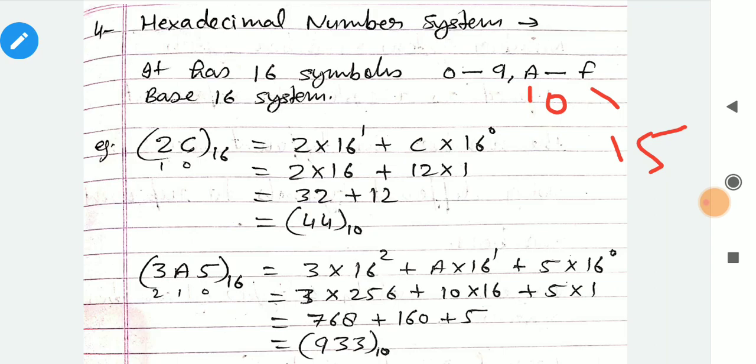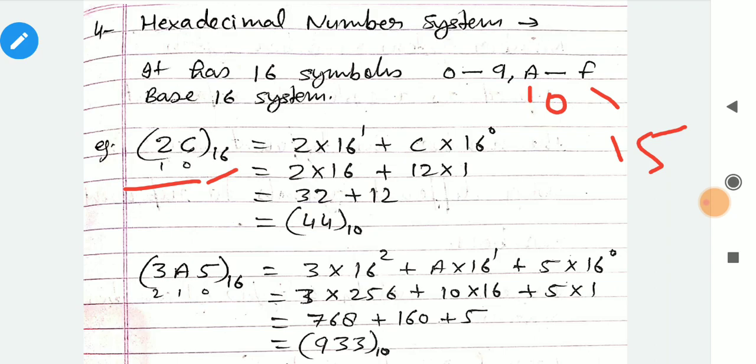Since there are 16 symbols, it is called the base 16 system. Means whenever you solve the number, you have to take base as 16. Like in example, the first example is 2C. 2C is a number in hexadecimal number system. Look, I have written here 2C, and after the bracket I have written 16. Why 16? Because 16 is the base. It shows that the number is a hexadecimal number.